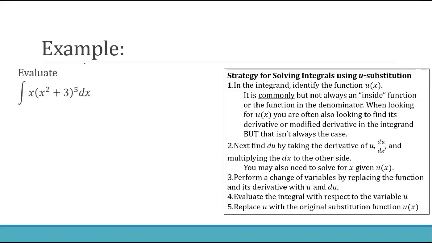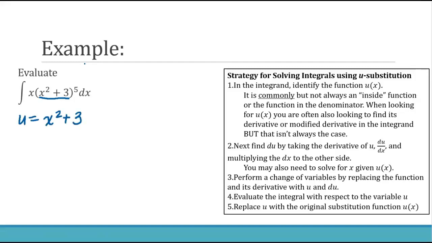So in this particular problem, we are going to let u be x squared plus 3. So this is an inside function. It's inside of x to the 5th, and multiplied on the outside is a modified derivative of this u that we've chosen. So the derivative of x squared plus 3 is 2x, and on the outside I have this function x. So I'm going to go ahead and let u equal x squared plus 3.